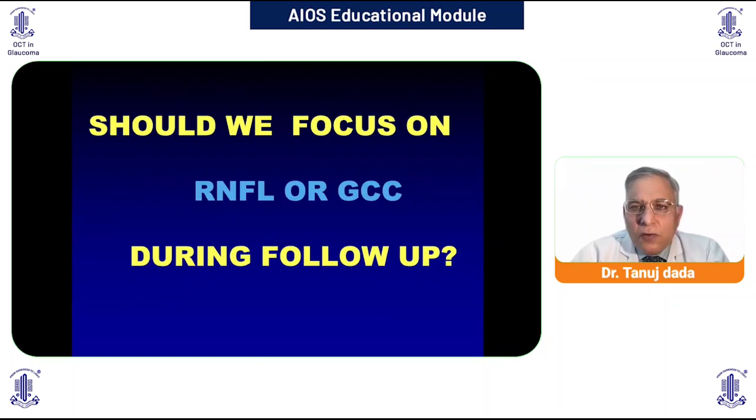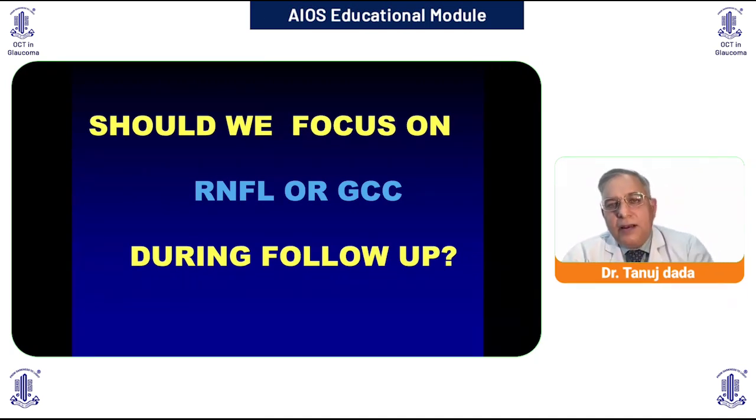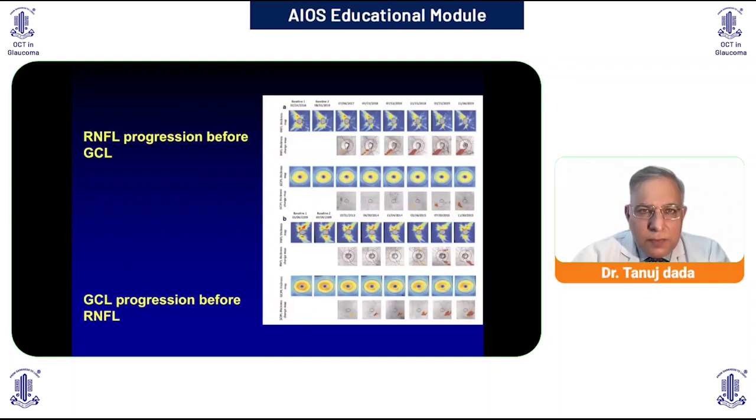So this question is often debated. Should we focus on the retinal nerve fiber layer or should we focus on the ganglion cell complex? And as I explained earlier, they are part of the same neuron: the ganglion cell body, dendrites, and the axon. So in many patients, you will get the retinal nerve fiber layer progression before ganglion cell loss. And in some patients, you will get ganglion cell progression before RNFL loss. This is more common in normal pressure glaucoma.